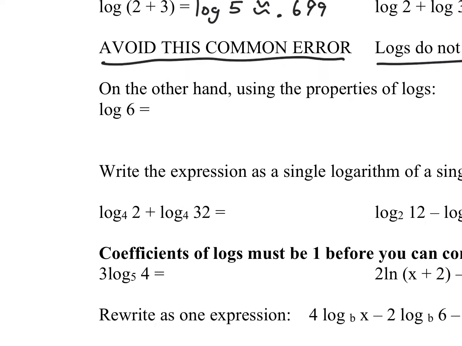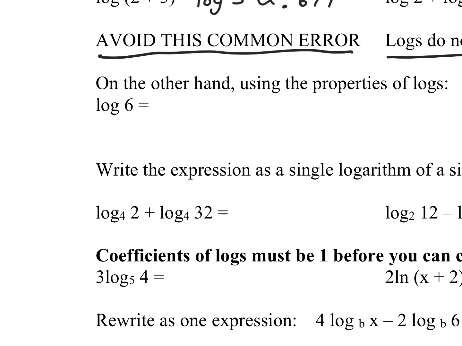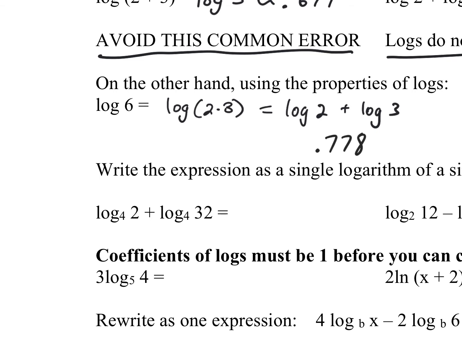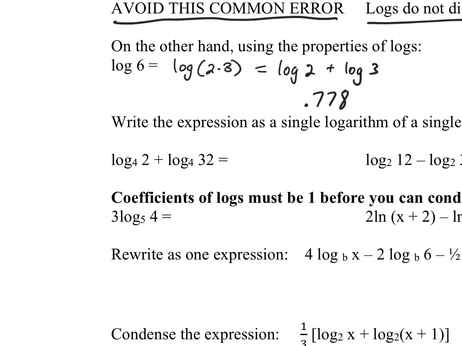We can rewrite the log of 6 using our properties. We could write that as the log of 2 times 3. And now because we're multiplying inside that logarithm, we can now use our properties. We can rewrite this as the log of 2 plus the log of 3, which we could evaluate to, once again, the same thing we just saw up above, 0.778.